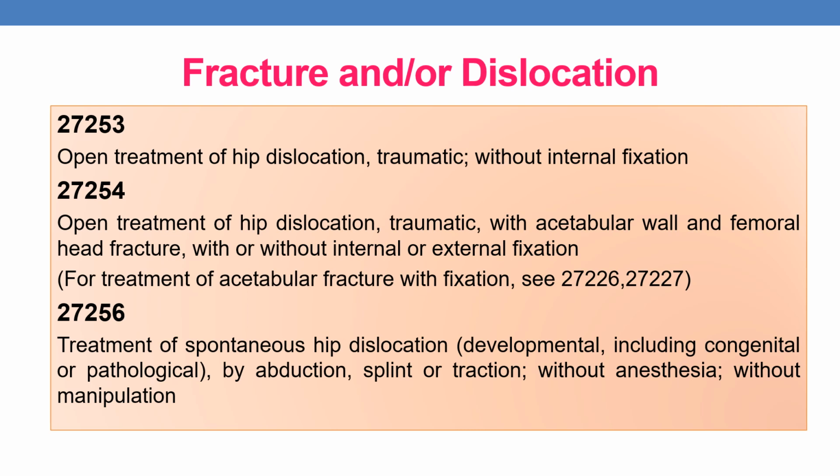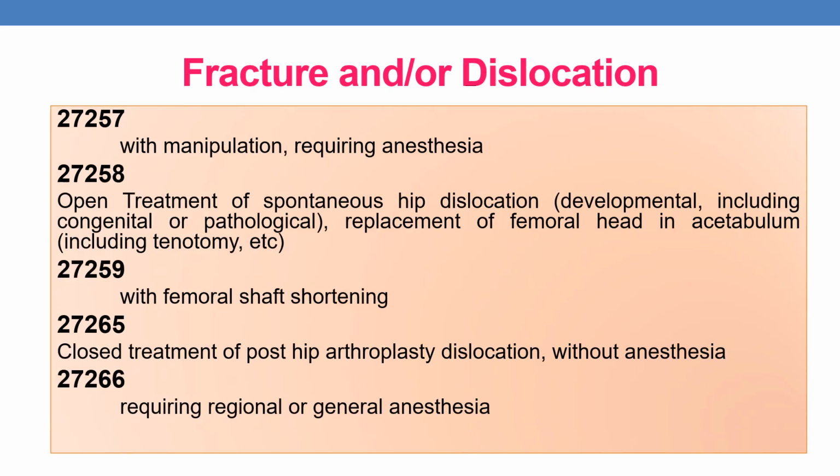Treatment of spontaneous hip dislocation. Previously it was traumatic. Now it is spontaneous hip dislocation by abduction, splint or traction without anesthesia, without manipulation. The CPT is 27256. And if it is done with manipulation requiring anesthesia, the CPT is 27257. The next is 27258. It deals with open treatment of spontaneous hip dislocation, replacement of femoral head in acetabulum, including tenotomy. The CPT is 27258.